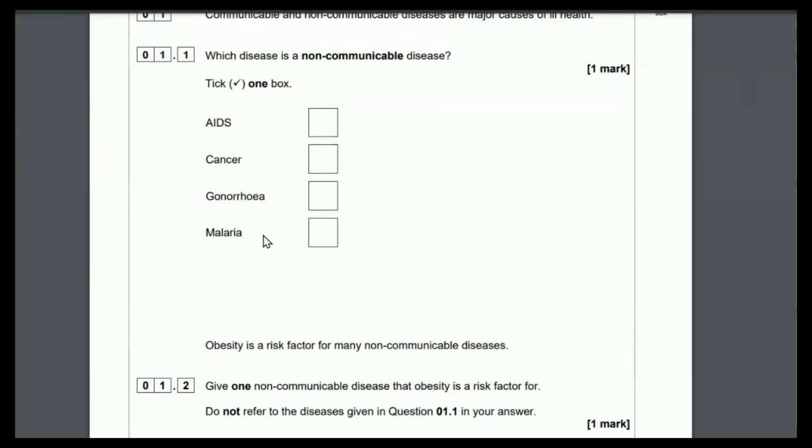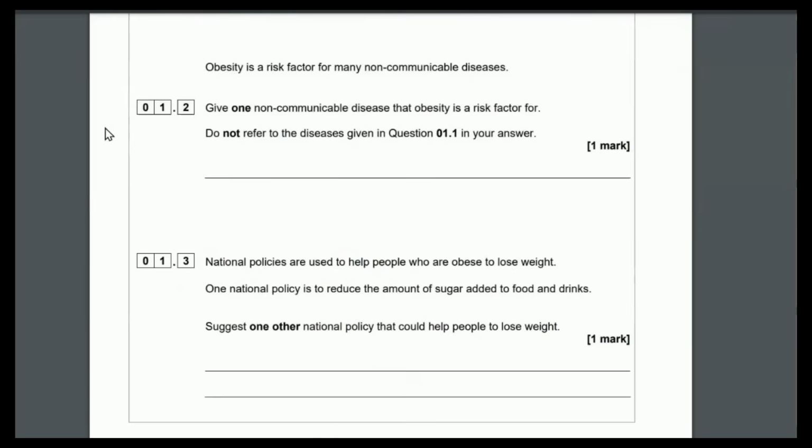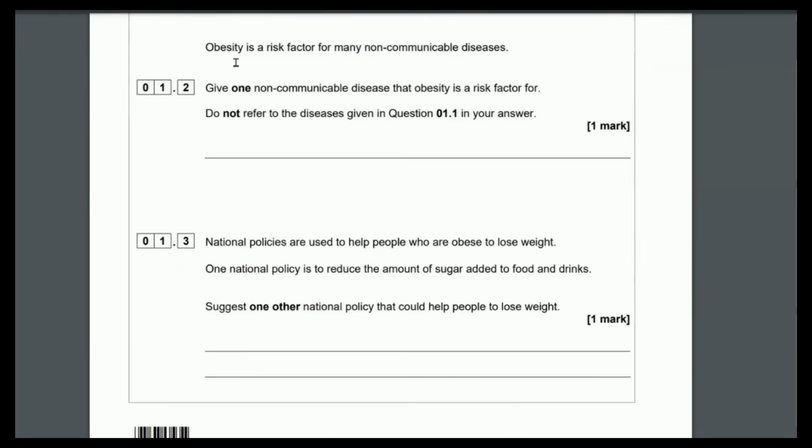Which disease is a non-communicable disease? Well, AIDS is a viral disease that you can catch through sexual intercourse or sharing needles. Cancer is not, you're not able to catch, so that is the non-communicable disease. Gonorrhea, caused by a bacteria, sexually transmitted disease, and malaria is a protist that is carried by mosquitoes and so can be spread.